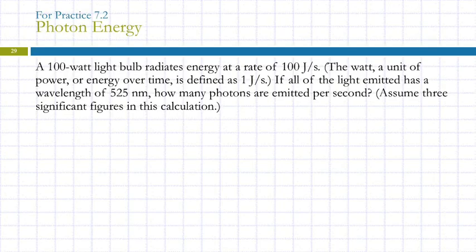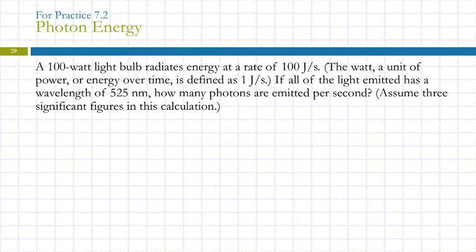So let's do this problem here, dealing with the energy of photons. A 100 watt light bulb radiates energy at a rate of 100 joules per second. The watt is a unit of power, which is energy over time, and a watt is 1 joule per second. If all of the light emitted has a wavelength of 525 nanometers, how many photons are emitted per second? And let's just assume 3 sig figs. So what's the answer? What the heck, right?